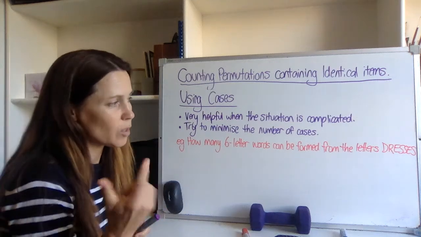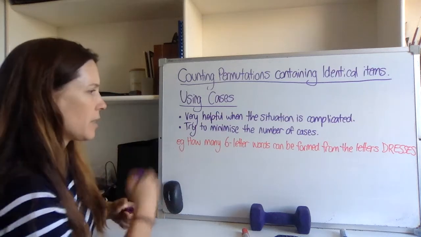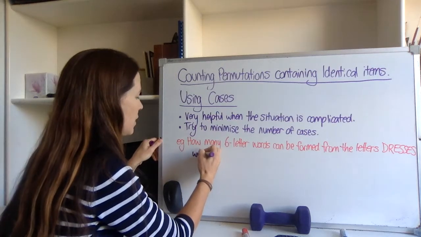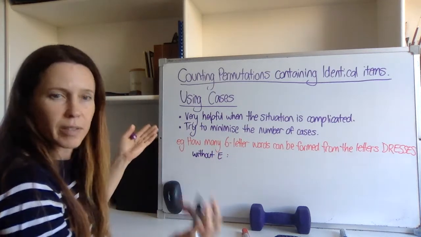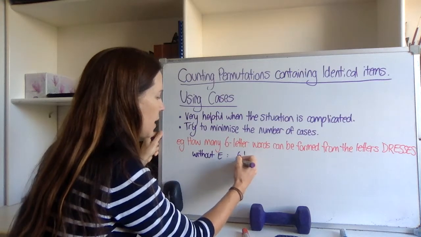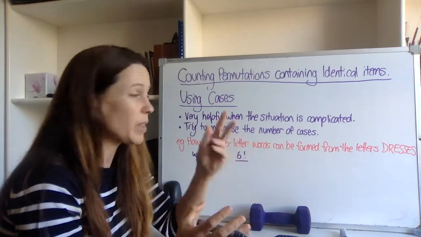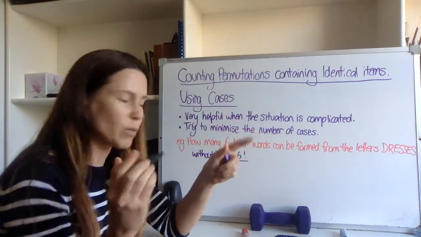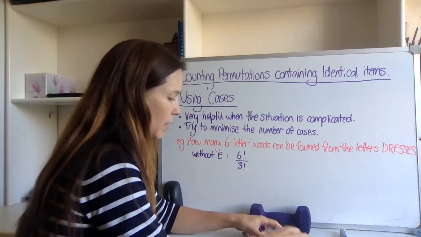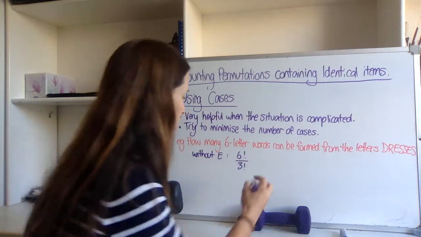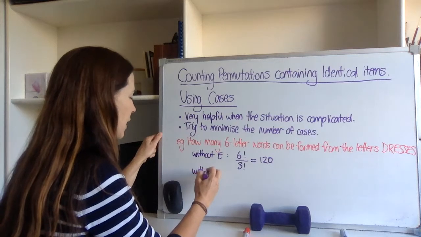It could be a D, it could be an R, it could be an E, or it could be an S. Add those together. Now, let's leave out an E first. So we'll consider what happens without an E. Well, how many letters will be left? 6, and we can arrange them 6 factorial ways. Now, without one of those E's, there'll only be 1 E that we're left with, but there'll be 3 S's, and they can be arranged 3 factorial ways. So we'll have to divide 6 factorial by 3 factorial, and that will give us 120 different ways.